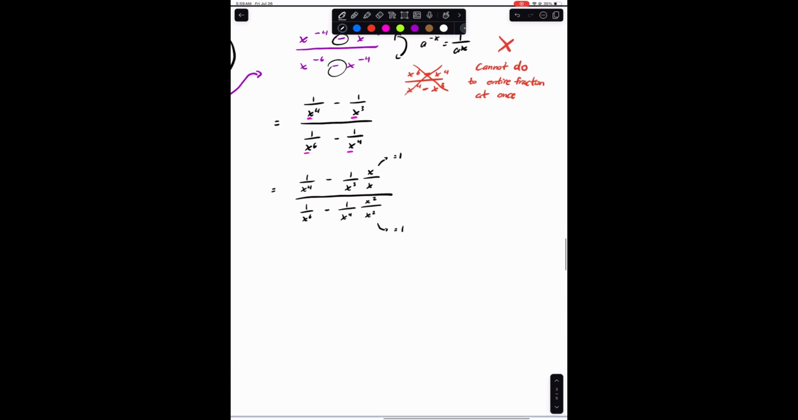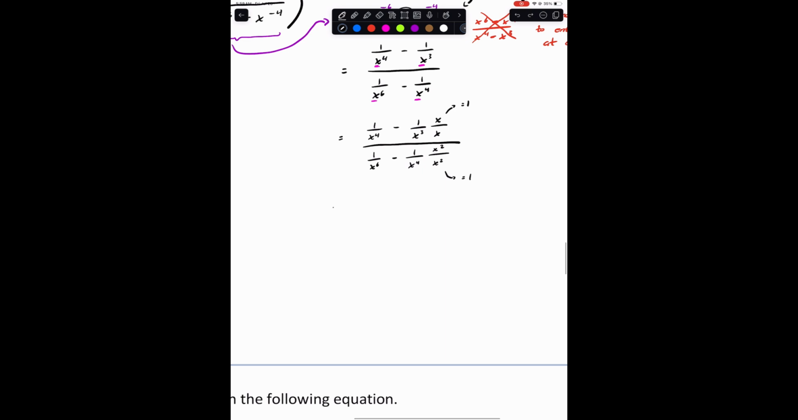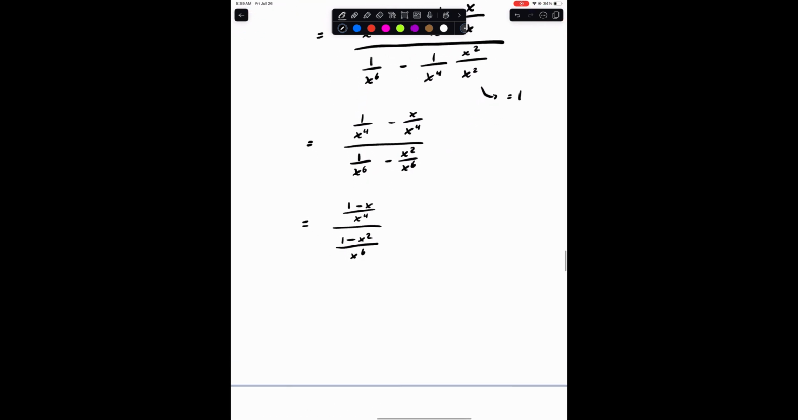With this in mind, I'll just keep going down, okay? I have 1 over x to the 4th minus x over x to the 4th, over 1 over x to the 6th minus x squared over x to the 6th. We combine these fractions: 1 minus x over x to the 4th, and 1 minus x squared over x to the 6th. Okay. So I need to multiply top and bottom by something to get rid of that denominator, right?